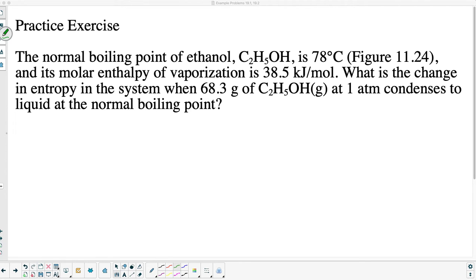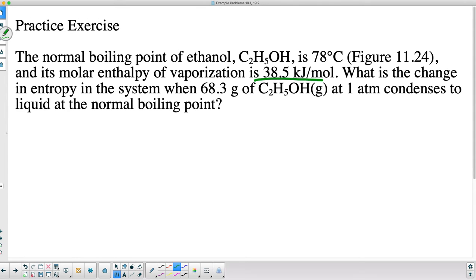Let's take another crack at the last problem here. The practice exercise. This is also in the book, the bottom of page 809. So let's see what we got. The normal boiling point of ethanol, C2H5OH, is 78 degrees Celsius. Its molar enthalpy of vaporization.